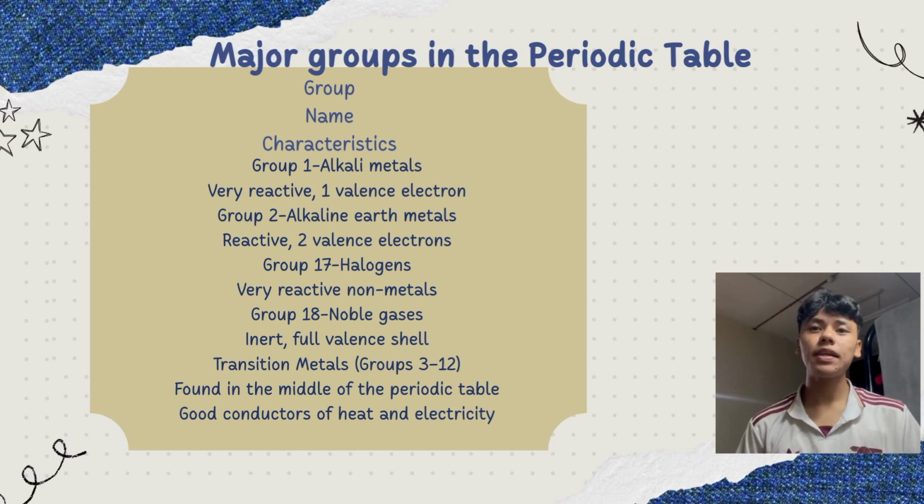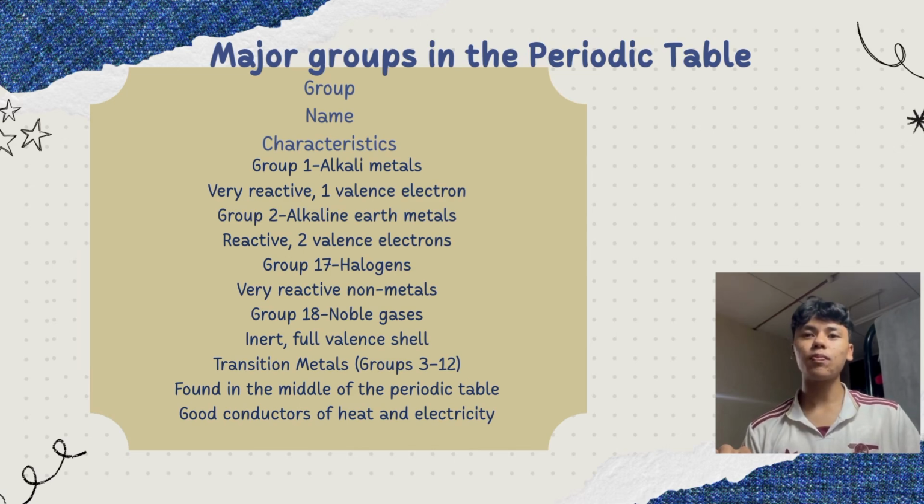Today, I will explain the major groups in the periodic table. Elements in the same group have similar properties because they have the same number of valence electrons. First group is group 1. Elements are called alkali metals. They are very reactive, especially with water, and they are usually stored in oil to prevent reaction.